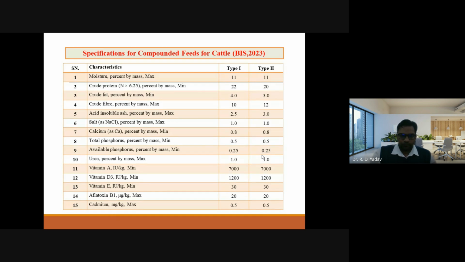Likewise, vitamins, minerals, and aflatoxin. Aflatoxin, most important, it has been mentioned 20 ppb. It should not be more than 20 ppb in case of both type 1 and type 2 cattle feed. So here are the basic contents of the type 1 and type 2 cattle feed, as provided by the BIS 2023.